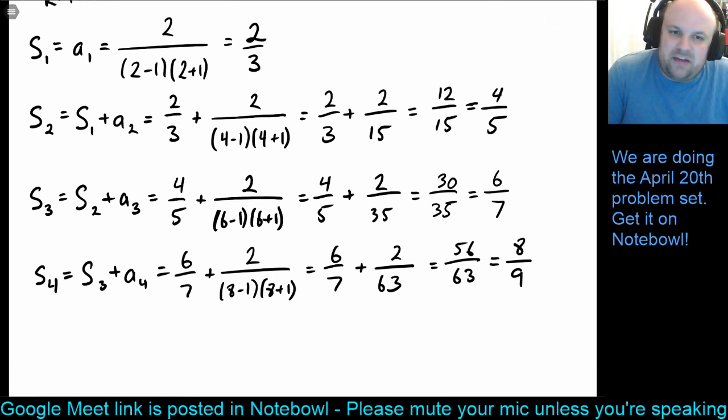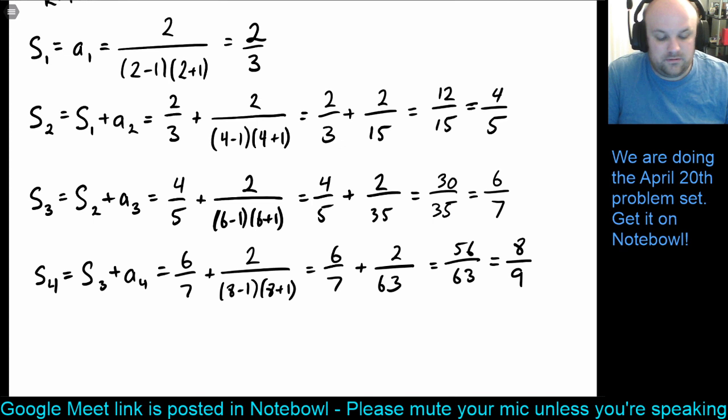So the pattern here, hopefully you can kind of see what it is now. If you look at the tops of these fractions, it's 2, 4, 6, 8. Right? Those are the even numbers in order. If we look at the bottoms of the fractions, it's 3, 5, 7, 9. You can bet the next fraction here is going to be 10 over 11.